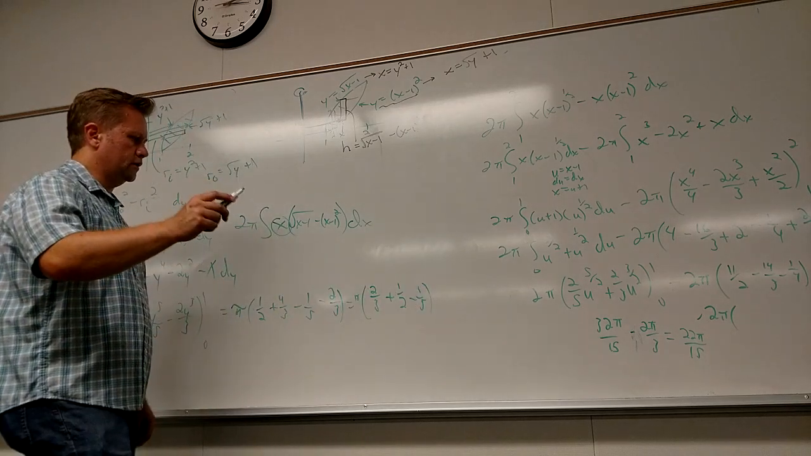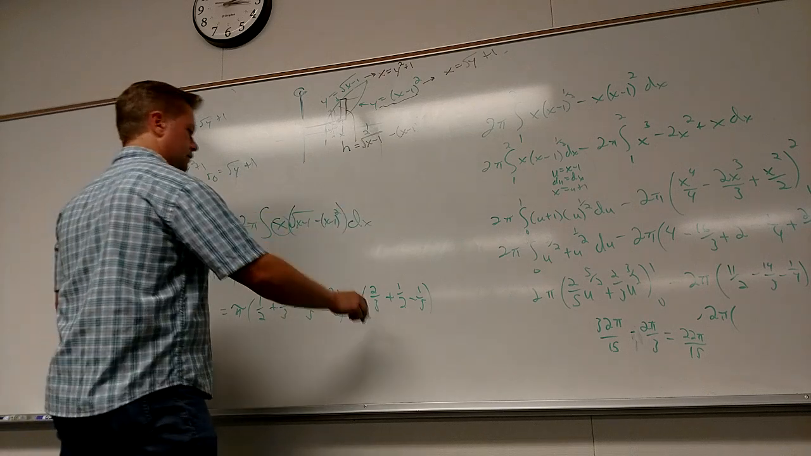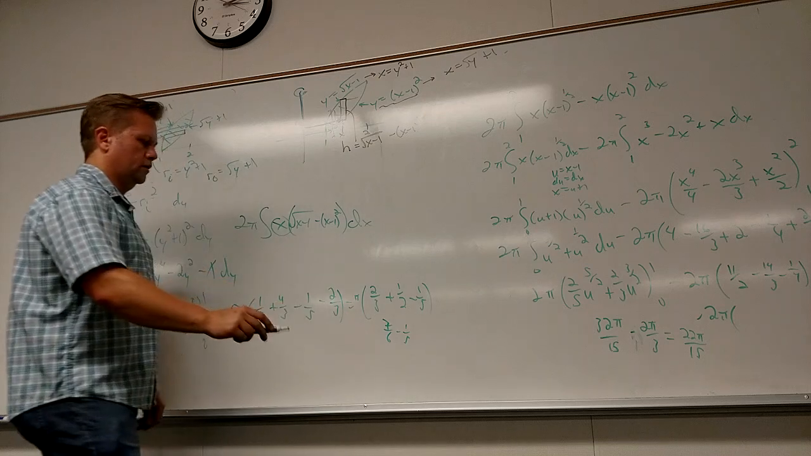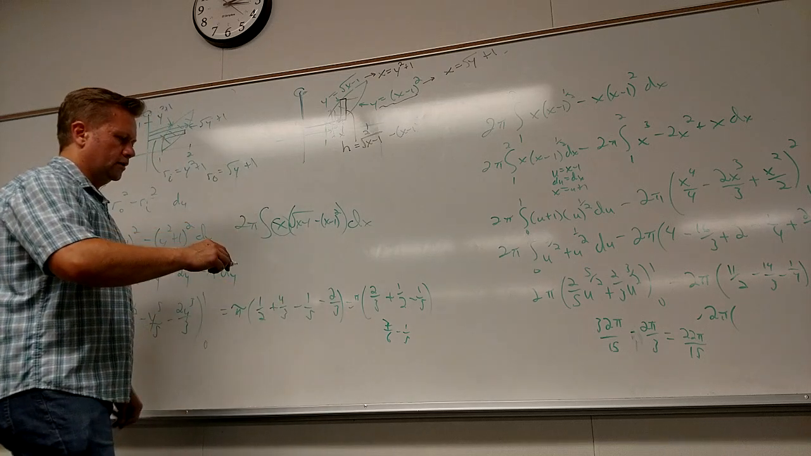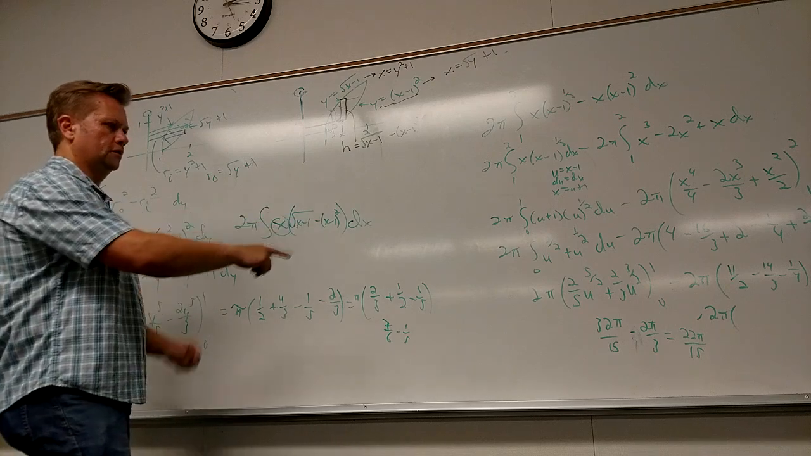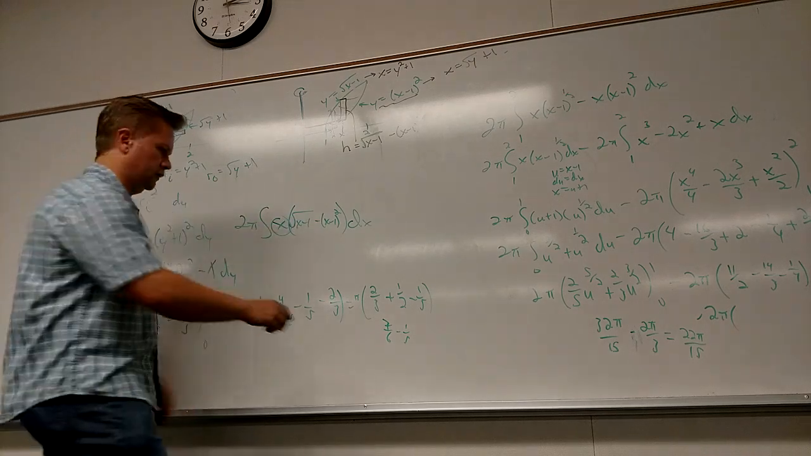4, 7/6. 7/6 minus 1/5. That's 35 minus 6. Oh, I get 35 minus 6. I get 29 pi over 15. I'm so close. That's what I got. 29 pi over 15.